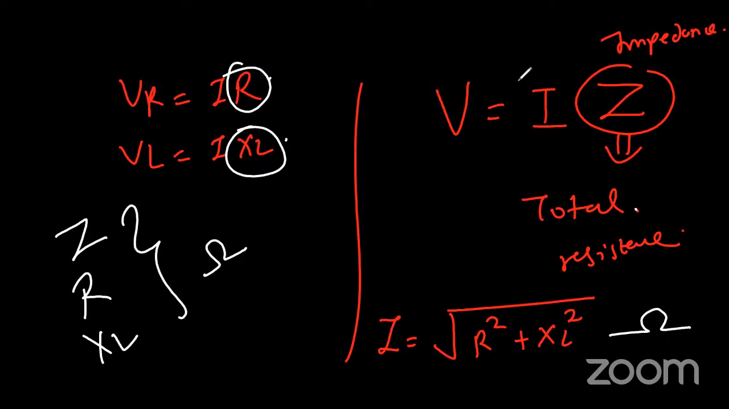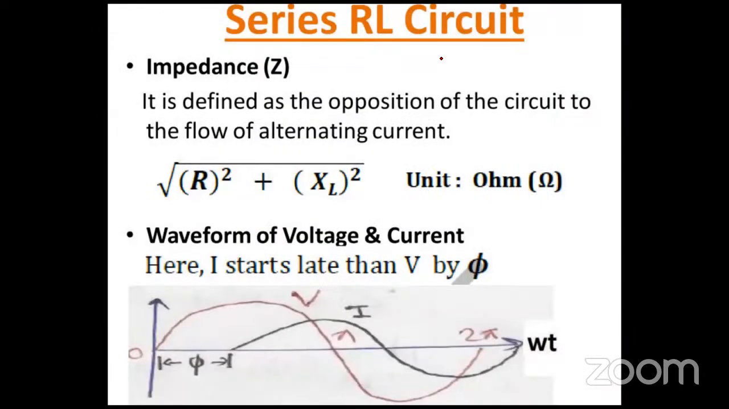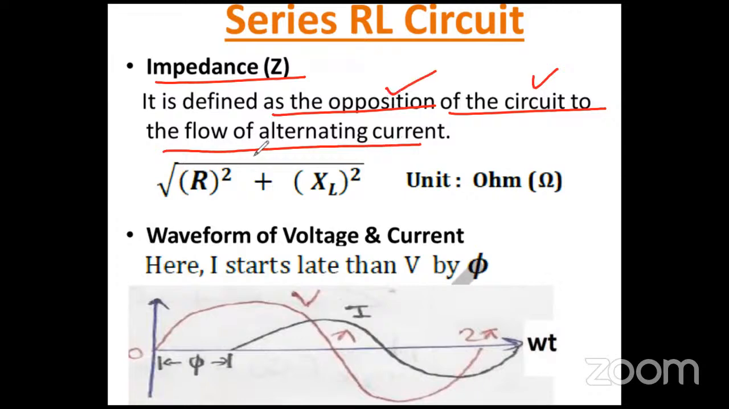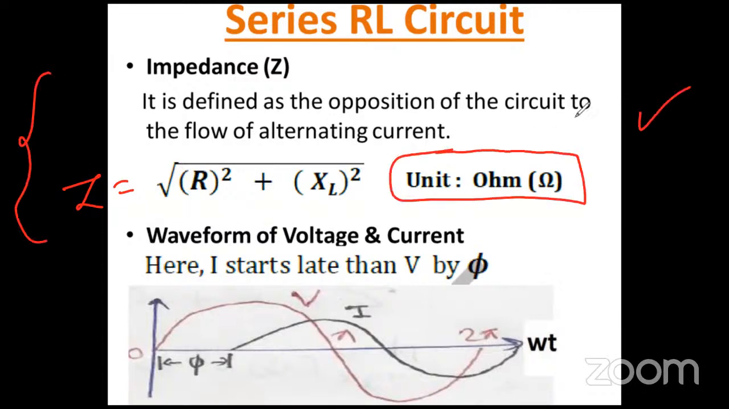Okay, so let's see the slide. What is it? So impedance, the new concept, is known as impedance. What is impedance? It is defined as the opposition of the circuit to the flow of alternating current. तो circuit में oppose करना है किसको, for the flow of current और the flow of electron. Now to find, Z is equal to square root of R square plus XL square. Okay, and what is the unit? Unit is ohm. So any doubt in the impedance? Any doubt? Anyone? Check करो.